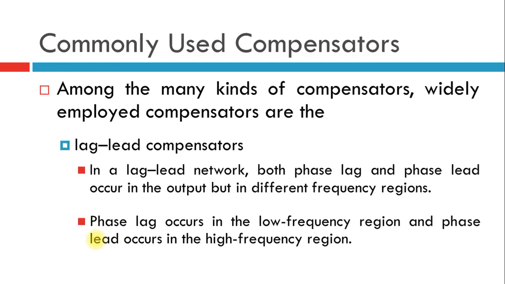Another one is lag lead compensator. So in a lag lead network, both phase lag and phase lead occur in the output, but in different frequency regions. So for the lower frequency region, it might be giving the output in terms of a lag. For the higher frequency region, it will be giving the output as a lead. Okay, so phase lag occurs in the lower frequency and phase lead occurs in the higher frequency.